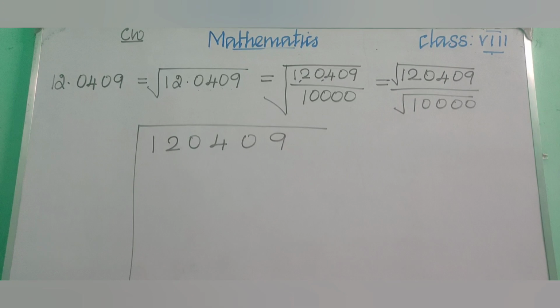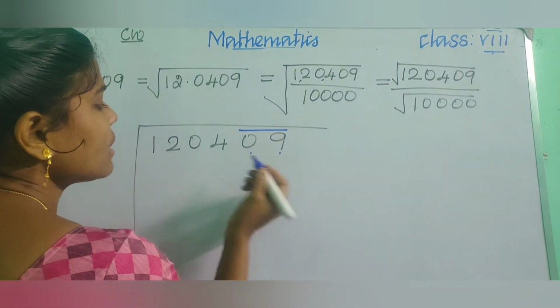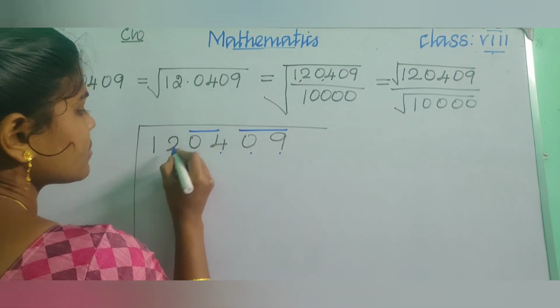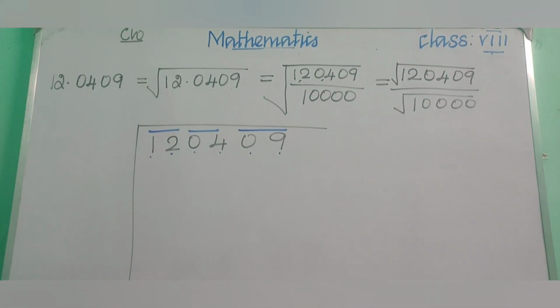We need to put the bars from right to left, every 2 digits. Now count 1, 2. Now we can insert the bar. Now again 1, 2 and then 1, 2. Okay, children, so now we have placed the bars.